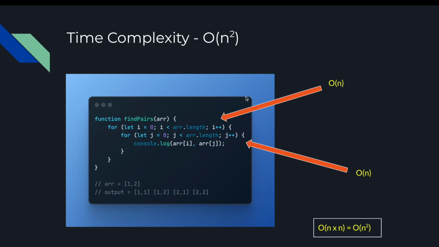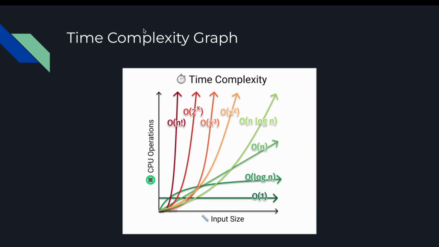Now let's look at the time complexity graph and let's see out of these time complexities which one performs well, right? So this is the time complexity graph, and you can see on the x-axis we have input size, and on the y-axis we have CPU operations. If we look at the time complexity of O(1), this one is a straight line parallel to the x-axis, which means if you increase the input size, CPU operations will remain the same, which is the best time complexity for any solution.